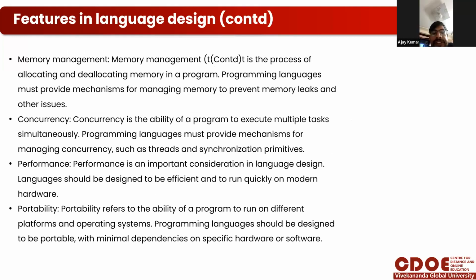Also, the main features like memory management. Memory management is the process of allocating and deallocating memory in a program. A programming language must provide mechanisms for managing memory to prevent memory leaks and other issues. Memory management is the most useful part. Every code has its memory. When you start any text in your language, that text also has some part of the storage.